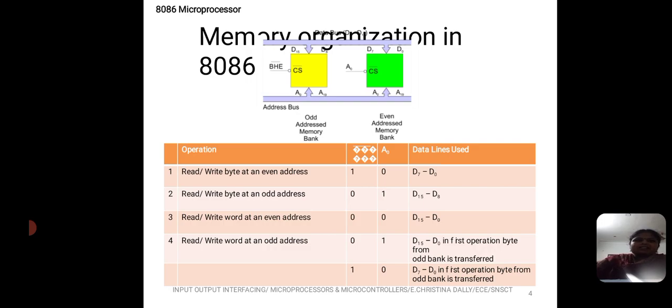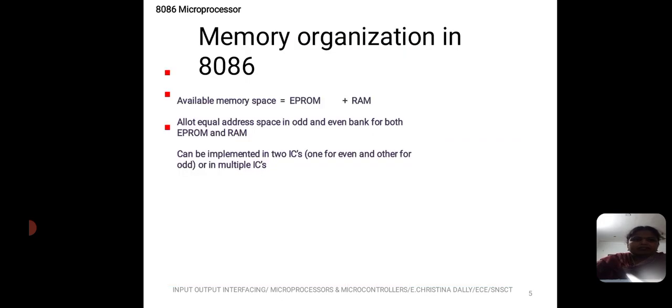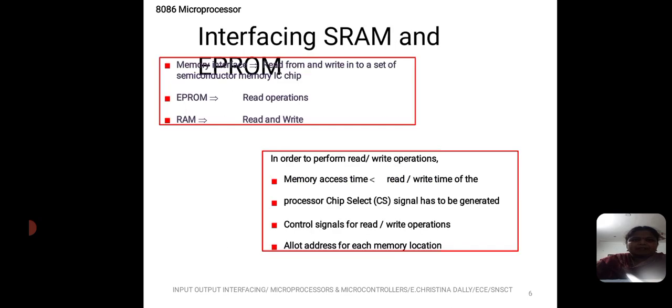We are considering the data lines D7 to D0 and D8 to D15. What are the even addresses and the odd addresses, and how the data is transferred? The memory organization in 8086: the available memory space is EEPROM plus RAM. Allot equal address space in the odd and even bank for both EEPROM and RAM. It can be implemented in two ICs, one for even and another for odd. So we are interfacing SRAM and EEPROM.